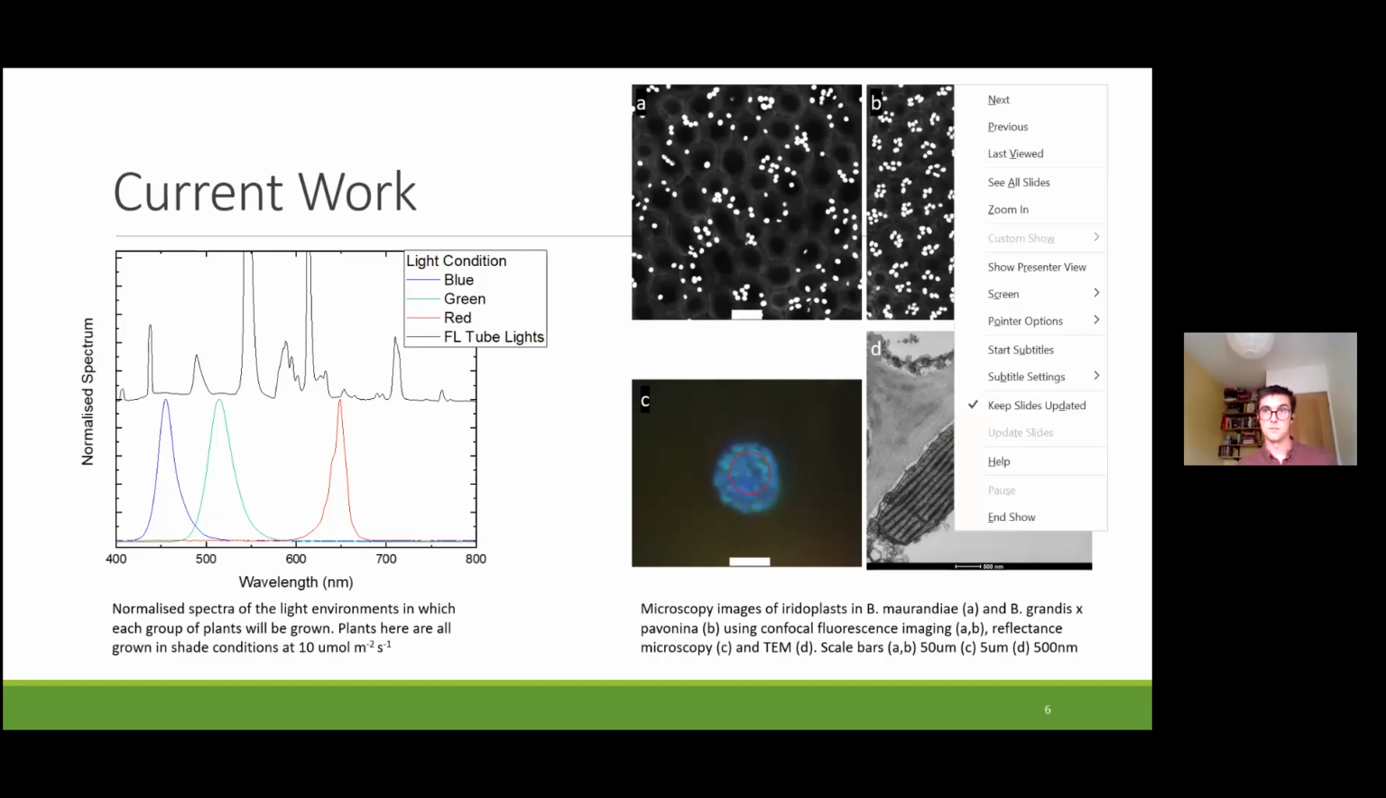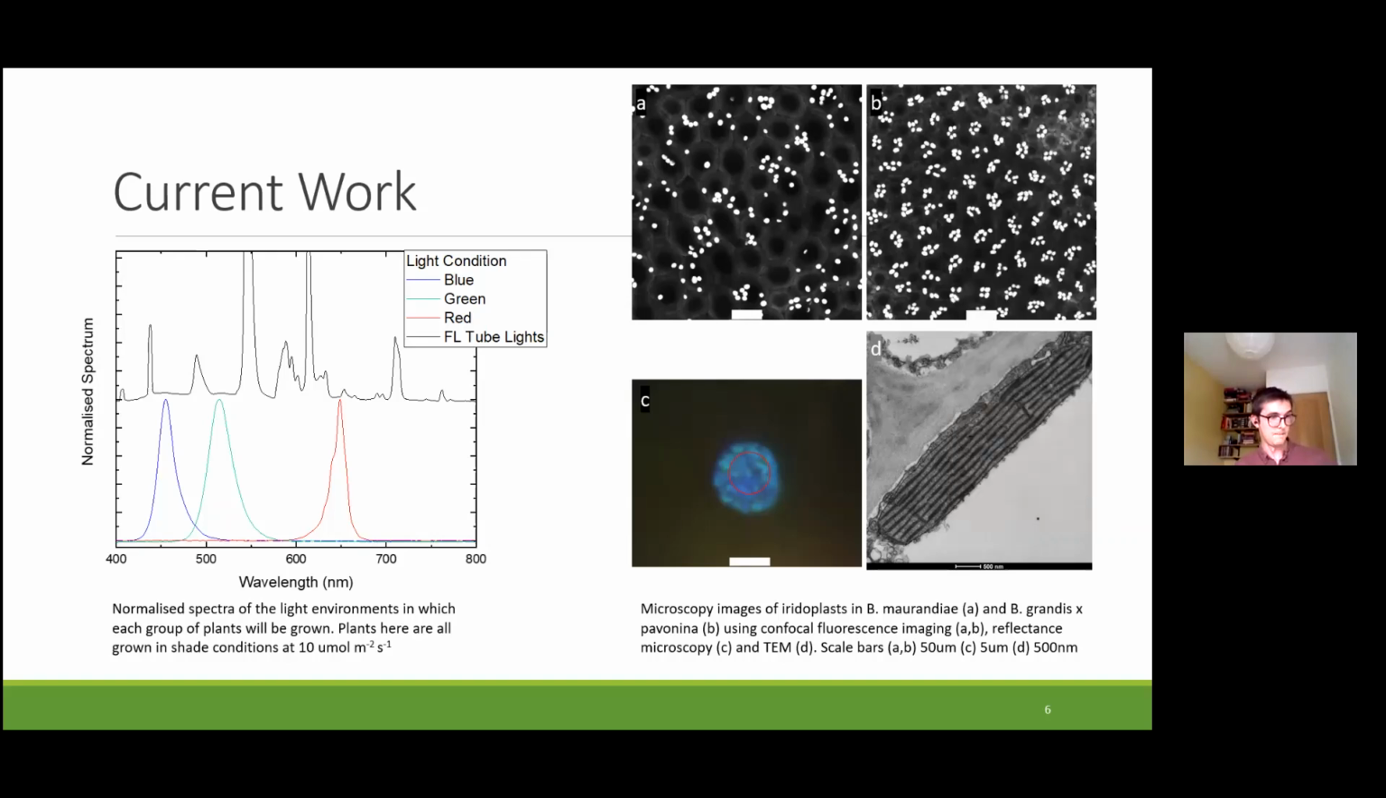But what am I trying to do? Sorry. So what I'm doing is I'm taking leaves from plants that have grown exclusively in those light environments and imaging them under a few different microscopy techniques. Firstly, a reflectance microscope, which gives us these images of the blue blobs and allows us to measure the spectrum, both at normal incidence and over a wide range of angles.